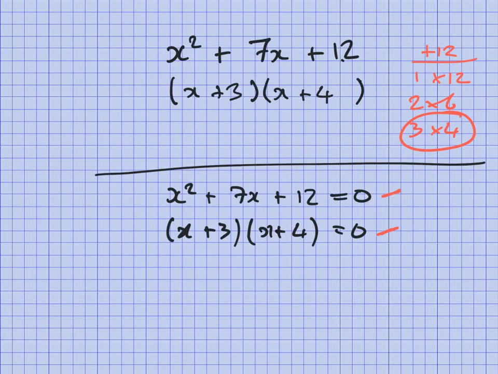And why this is useful is because if any of the brackets equals 0, for example if that bracket is 0, or if that bracket is 0, then the whole thing is 0 because they're times together. And any time you multiply by a 0, you get 0. So how do we make the yellow bracket equal 0? To make the yellow bracket equal 0, we need x to equal minus 3. And for the green bracket to equal 0, we need x to equal minus 4. We've solved that equation with two answers, which is normal.